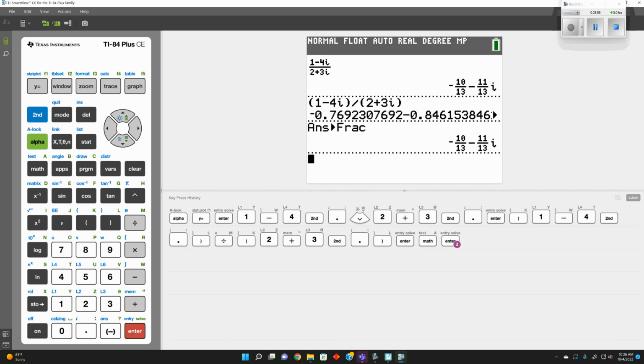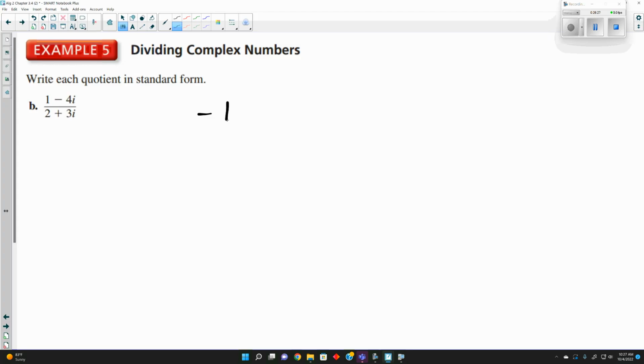So it'll do it, we just can't type it in MathPrint, where it actually puts it as a fraction to begin with. We have to set it up as the two being divided, get the decimal version of the answer, and then convert that to a fraction. Math, enter, enter. Negative 10/13 minus 11/13. That's it. Questions on this here?